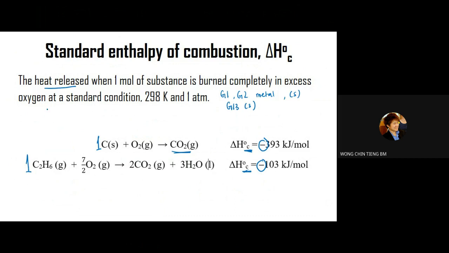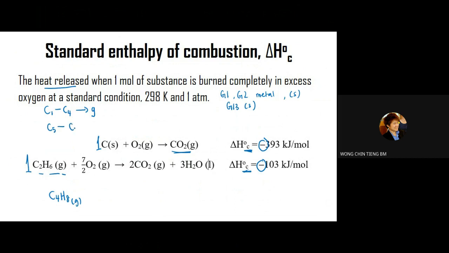And next yang saya nak ajar, hydrocarbon. Kalau kamu ada C1 sampai C4, dia adalah gas. Sebab tu C2H6 adalah gas. Kalau kamu ada C4H8, dia tetap adalah gas. Faham? Next, kalau dia adalah C5, saya tak ingat dengan jujur. Saya tak ingat je. Nanti kita check balik.